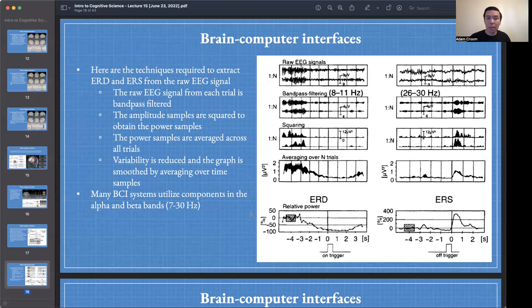Many BCI systems utilize components in the alpha and beta bands between 7 and 30 hertz. And we see that here. Here's 8 to 11 hertz, and here's 26 to 30 hertz, utilizing alpha and beta bands.